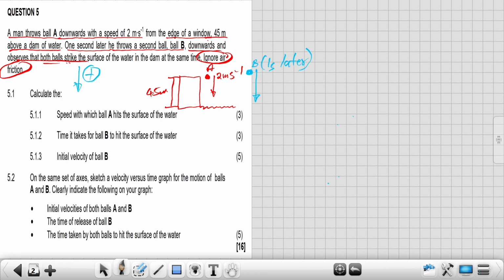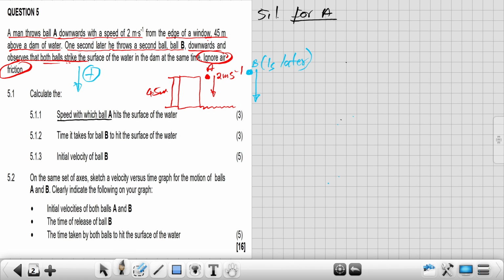Then let's look at 5.1. At 5.1, which object are we working with? It says here, calculate the speed at which ball A hits the surface of the water. So like I said, now we identify our variables for A.